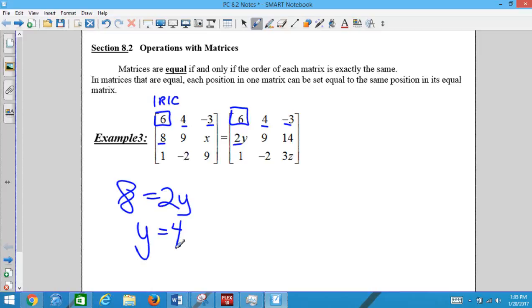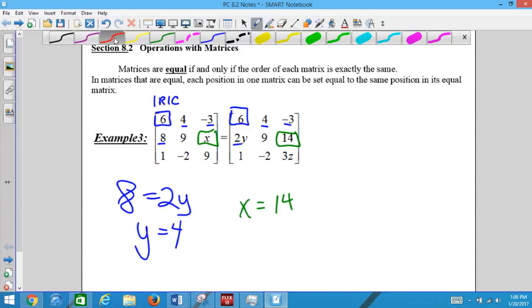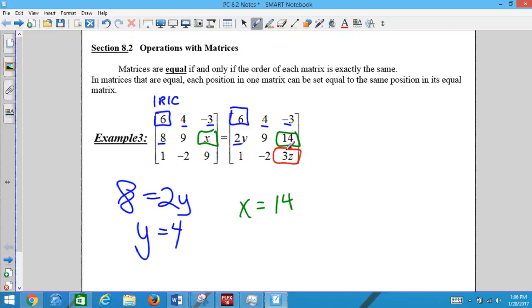You're going to be asked to find the variables, what they equal. That's what you're going to be asked to do in your homework. So find where the x is. Here's x. What's that equal to? 14. Done. Find z. 3z equals 9. So z equals 3. Done.